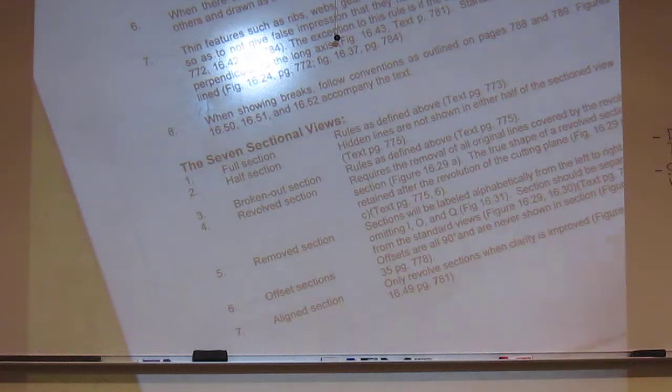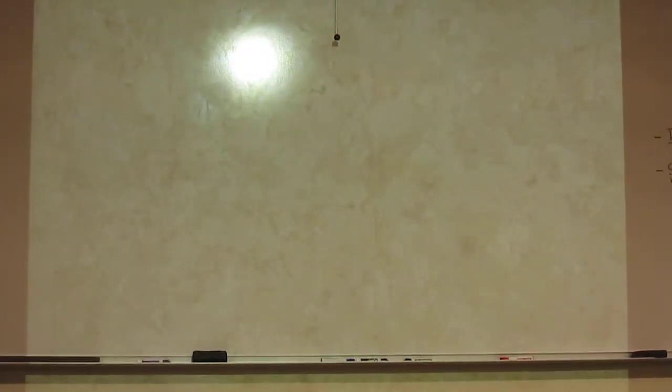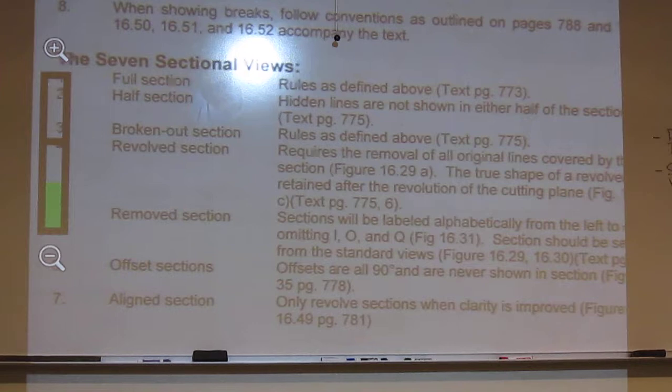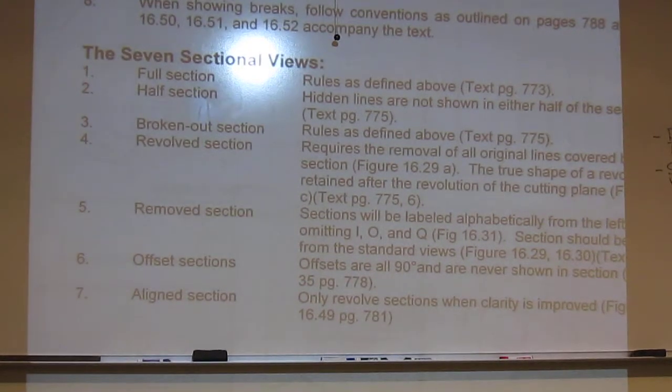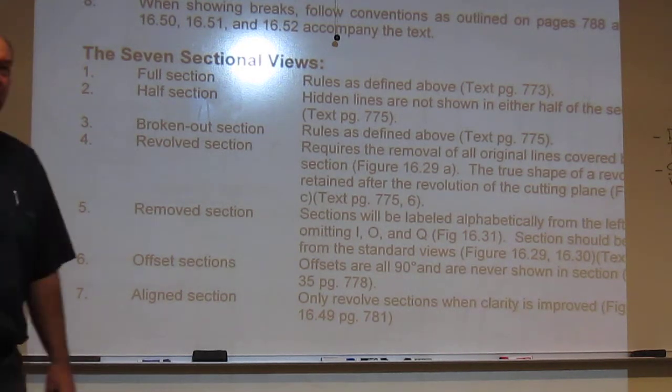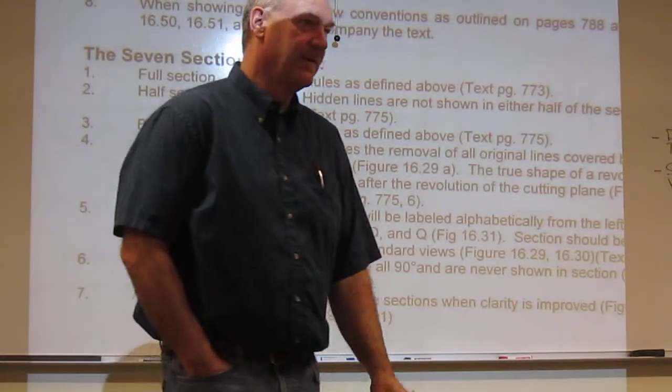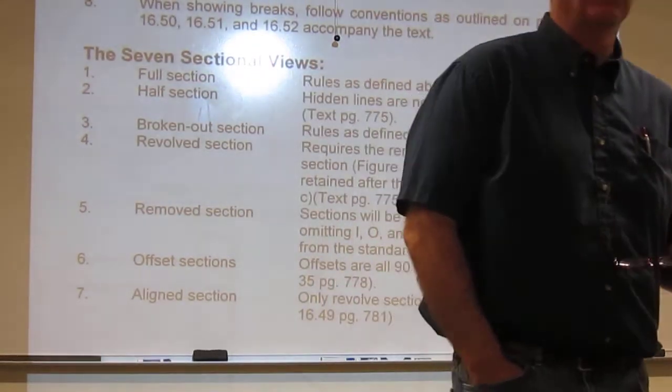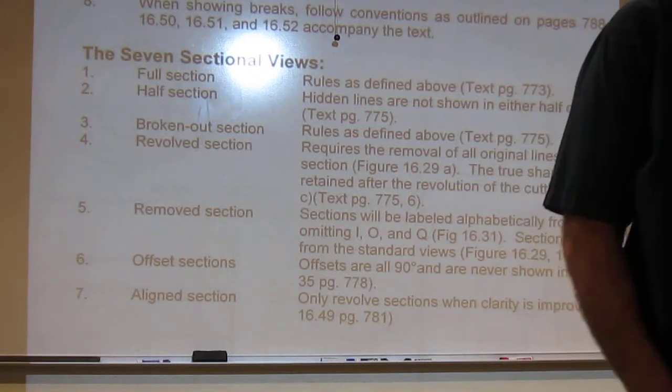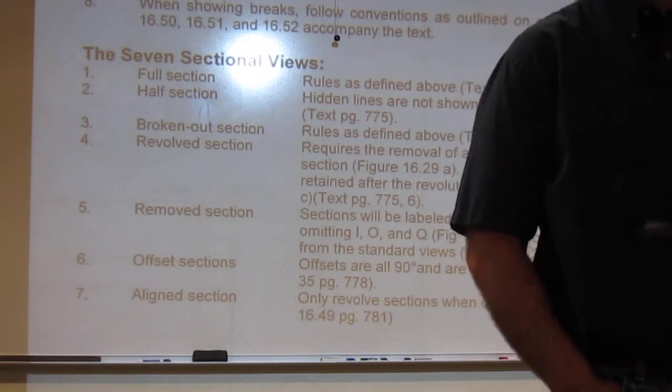If you know all the properties of those and why we're using them, then let's look at the 7 sections. Are there any questions on a full section? Full section, cutting plane line passes completely through the object. The resulting section view will be drawn using orthographic projection at the location of the cut.